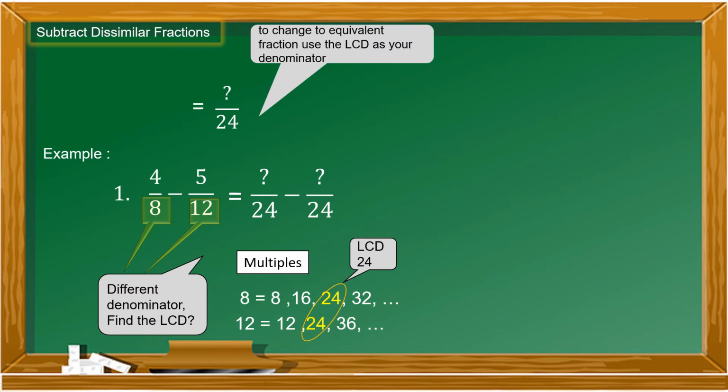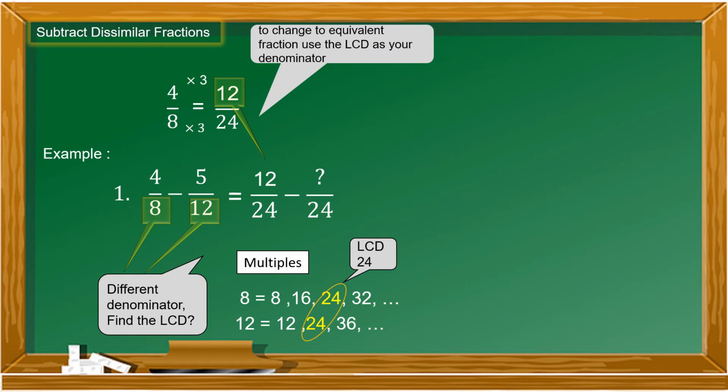The first fraction is 4/8. So 8 multiplied by what number results in 24? That is 3. So multiply 3 in the denominator, and you also multiply 3 in the numerator. So 4 times 3 is 12. You now have the answer in the numerator, 12. So the first part of your fraction is 12 over 24.